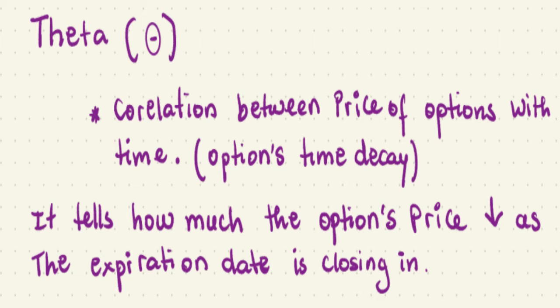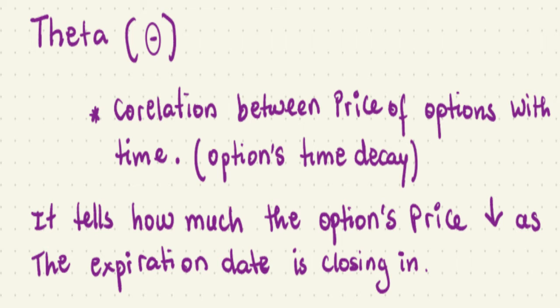Our second Greek for today is the theta. The theta shows the correlation between the price of the option and time. So basically, the time decay of the option. The theta itself tells you how much your option is going to go down by every day that passes. Every day that passes, you are getting closer to the expiration date. So this is the amount you will lose every day, right?